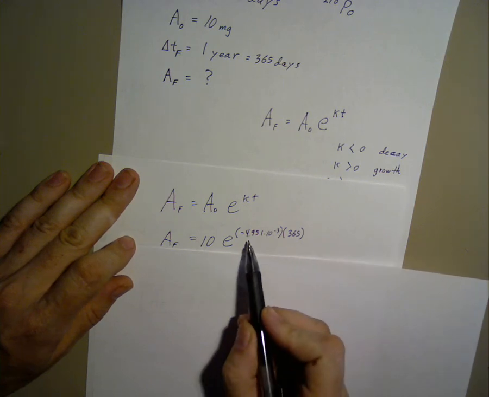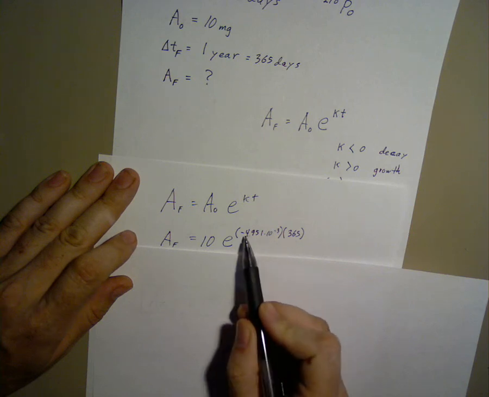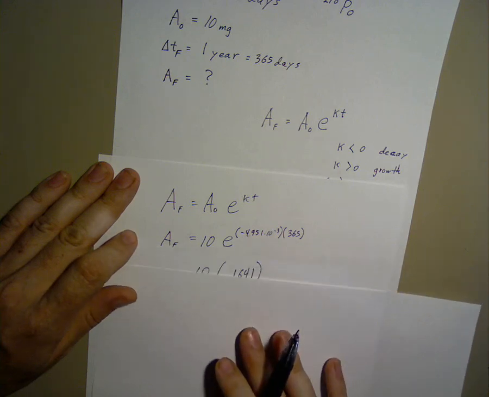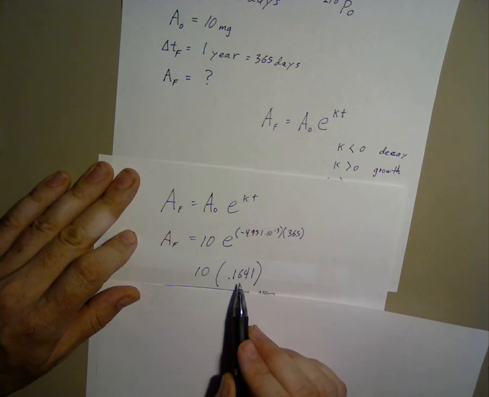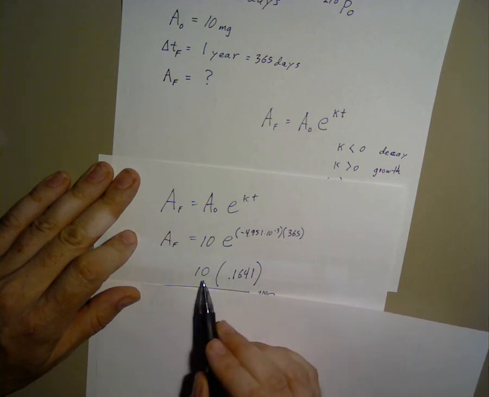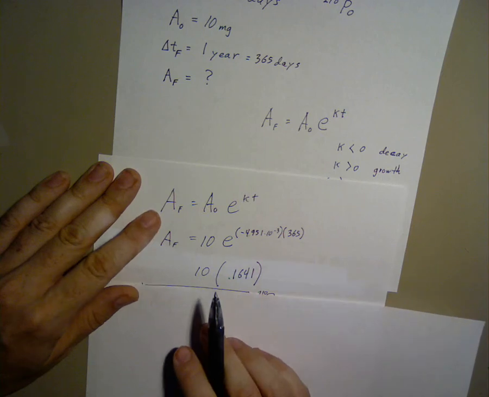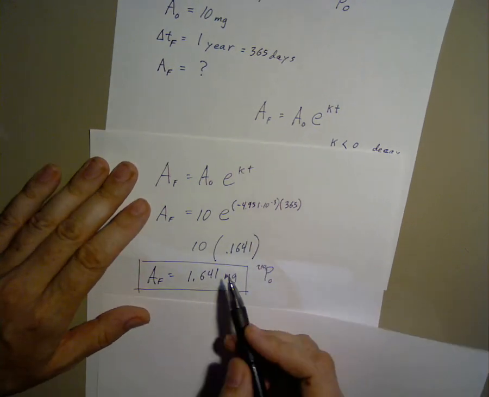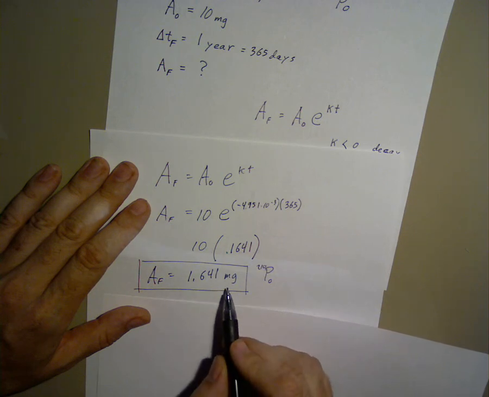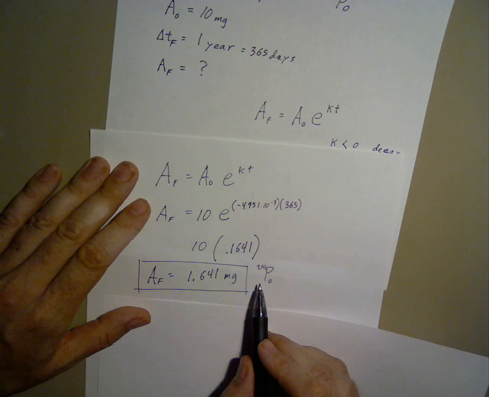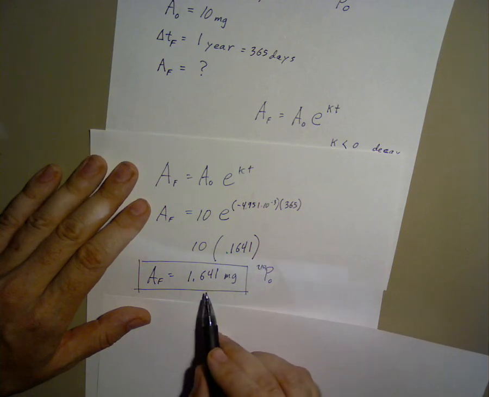So first we solve what the exponent is and take e to that power. We get 0.1641, of course, times 10. 10 times that gives us a final amount of 1.641 milligrams of polonium-210. So after a year, this is all that we have left. It is a short-lived material.